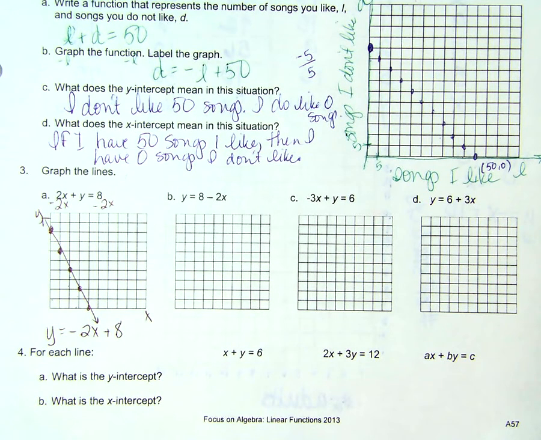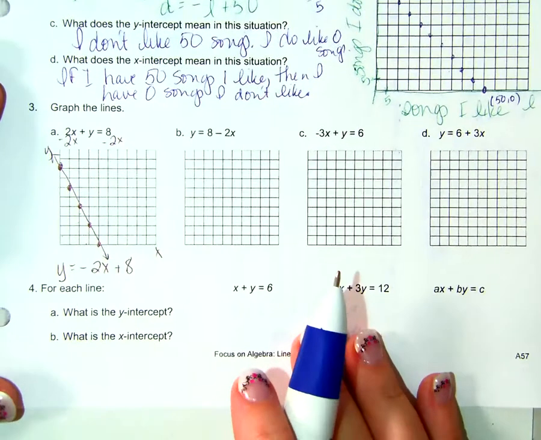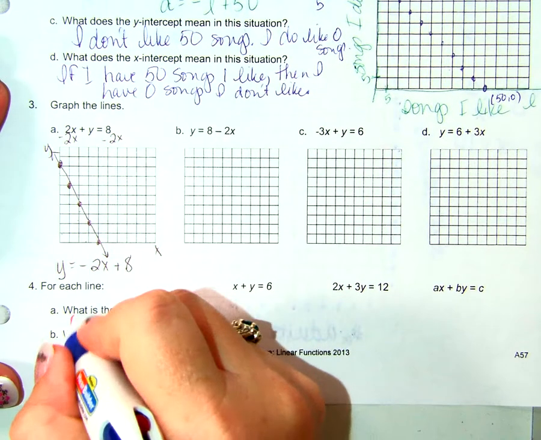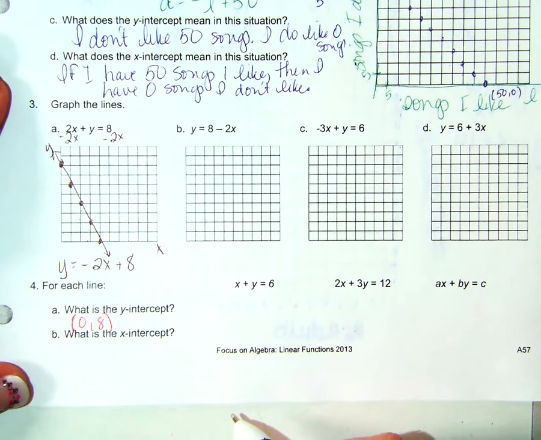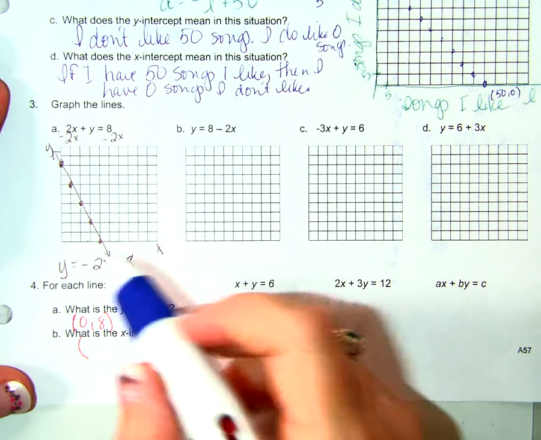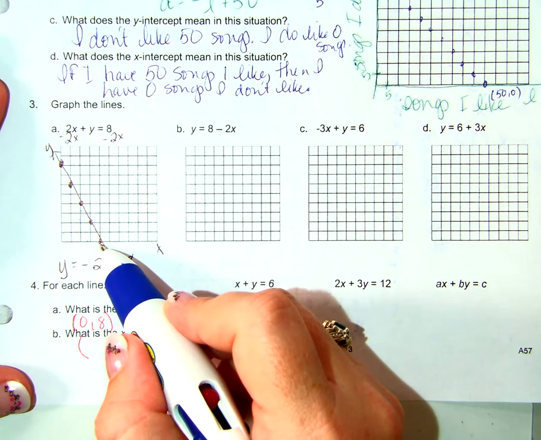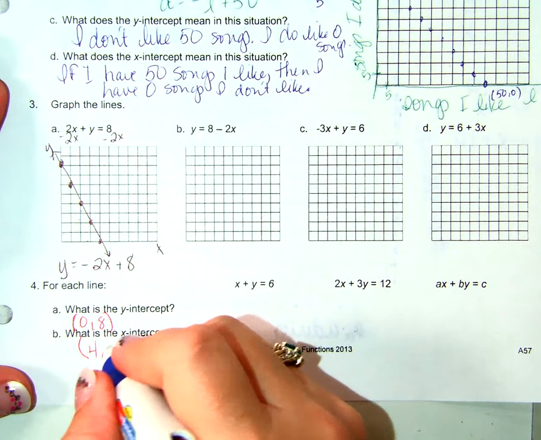Okay. What's the y-intercept of this line? 0, 8. What's the x-intercept of this line? Is it? 4, 0, right?